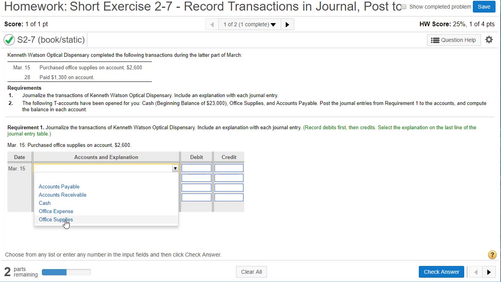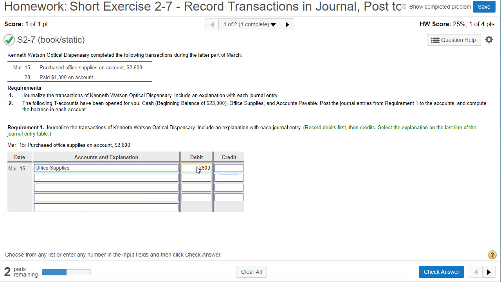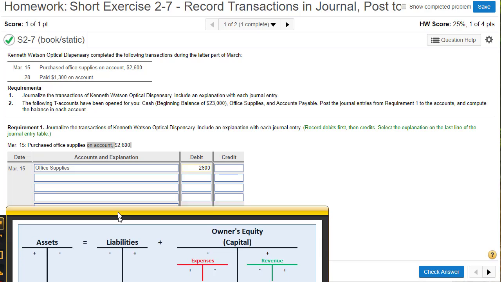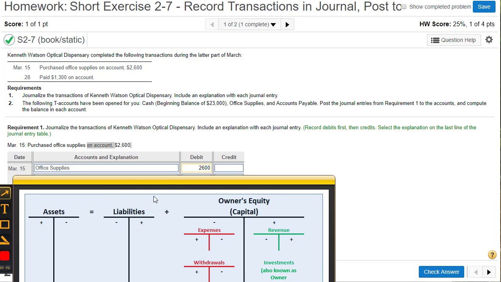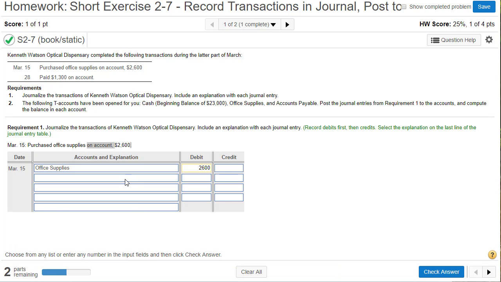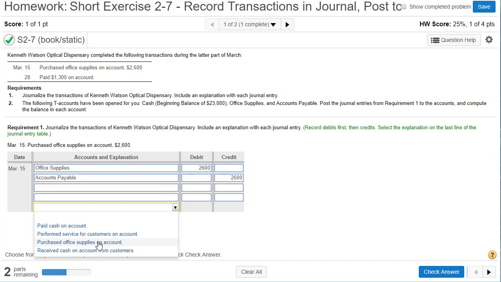So the debit is office supplies going up by $2,600. And then did we pay cash for these? Nope. We bought them on account. So that means the seller agreed to let us pay for them later. So we now have more debt. And here's our liabilities, which is debt. And because we have more debt, more liabilities, that is going to be a credit. And what is the liability that we're going to use? It's accounts payable. So accounts payable is increasing with a credit. We purchased office supplies on account.